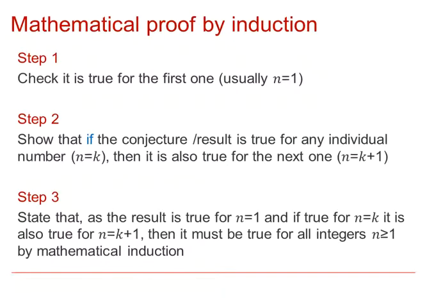Just a reminder about the process for proof by induction. The first step is to check it is true for the first term, in other words n equals 1. Then the assumption, step 2, that if the result is true for any individual term, usually k, then it will also be true for the next term, k plus 1. And then the final conclusion step, that if the result is true for n equals 1, and if it's true for n equals k, it is also true for n equals k plus 1, then it must be true for all integers n at least as big as 1 by mathematical induction.